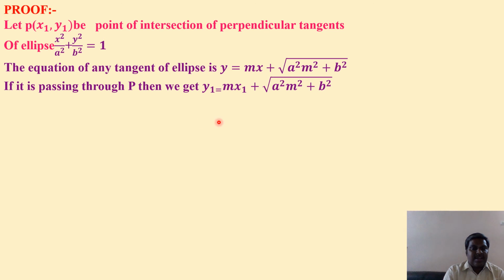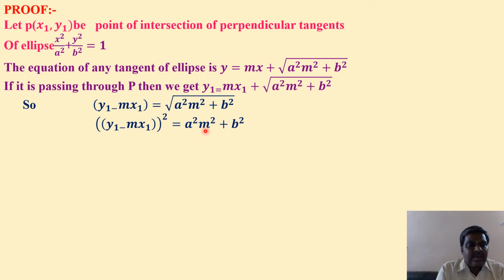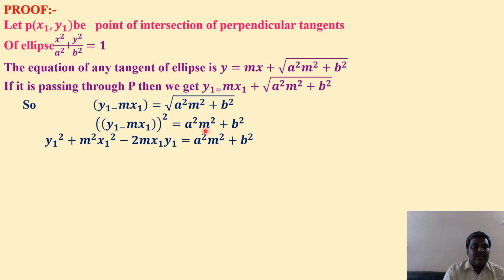Take mx1 to the left side. We get y1 minus mx1 is equal to root of a square m square plus b square. On squaring, we get (y1 minus mx1) whole square is equal to a square m square plus b square. Now on simplifying, y1 square plus m square x1 square minus 2m x1 y1 is equal to a square m square plus b square. Now we convert it into a quadratic equation in m: (x1 square minus a square) m square minus 2m x1 y1 plus (y1 square minus b square) equal to 0. It is a quadratic equation in m.